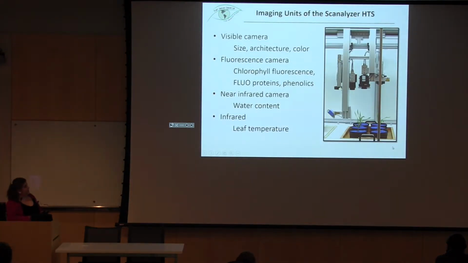Okay, so again, a little bit more detail on the cameras. The visible camera, again, the workhorse. You can interrogate and get information regarding size, architecture, and color. With the fluorescence camera, we can have an indication of plant health through chlorophyll fluorescence. Or with special filters, we can measure fluorescent proteins or, for example, in hairy roots that are non-photosynthetic, we can measure phenolics. With the near-infrared camera, we can get information regarding water content, and with the infrared, leaf temperature.